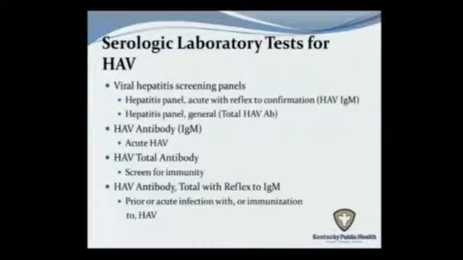Then there's HAV total antibody, which is if the clinician sees the need to do some immunity screening before they administer a vaccine, they can do that test to see if there is some type of immunity present. And of course, that's going to detect any IgM and IgG antibodies together. And then there's HAV antibody total with the reflex to IgM. So, of course, this will identify prior or acute infection with or immunization to HAV.